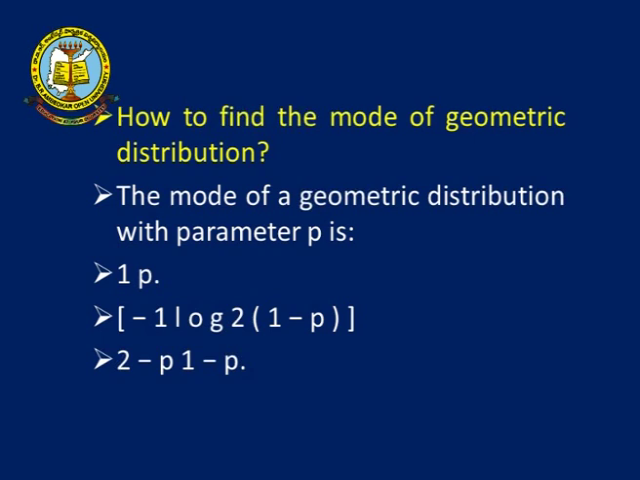How to find the mode of the geometric distribution? The mode of the geometric distribution is 1, or the formula with log 2 into 1 minus p, or 2 minus p, or 1 minus p. In the geometric distribution, p plus q is equal to 1, and we substitute the values here.